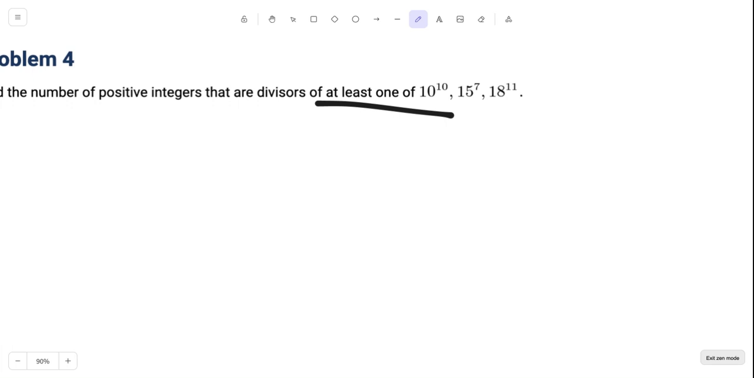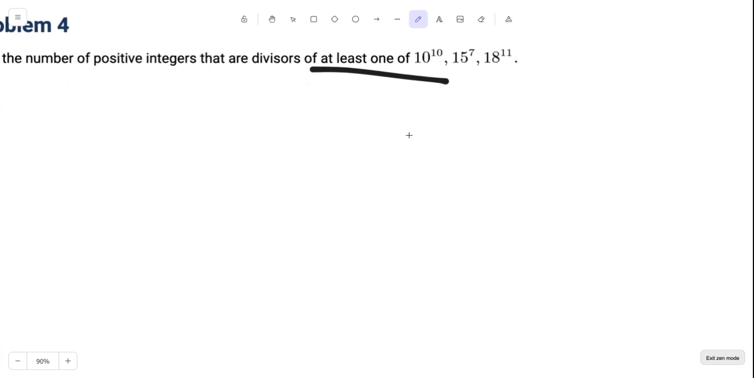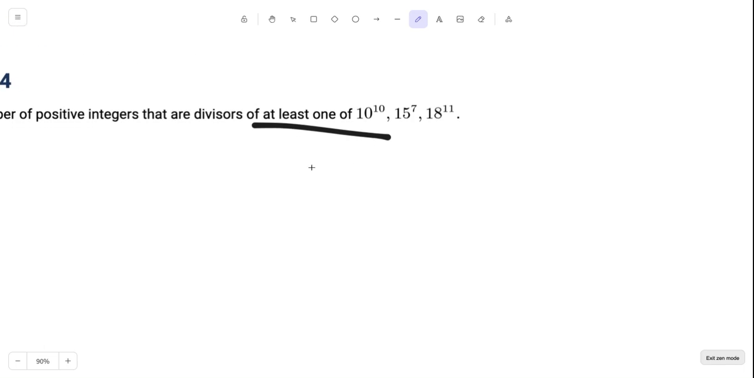So what we want to find is the number of divisors of 10 to the 10, then 15 to the 7, then 18 to the 11, and then we're going to use the principle of inclusion and exclusion to not overcount, or to subtract overcounting.